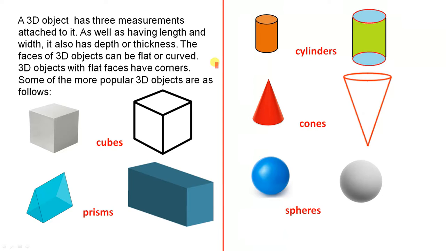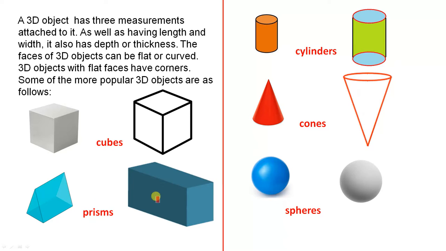Some of the more popular 3D objects are as follows. The first one is a cube. It's basically a six-sided shape and all the faces are square. We also have prisms. That's called a triangular prism, and this one here is a rectangular prism.